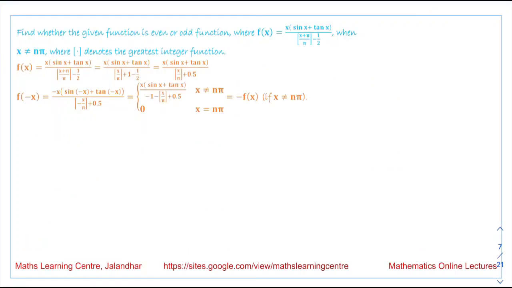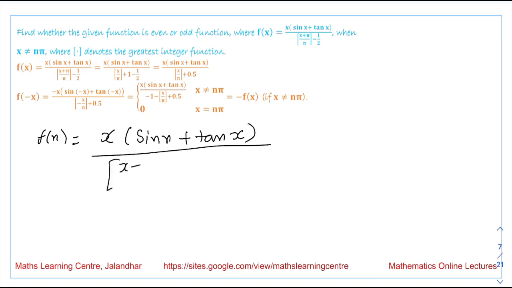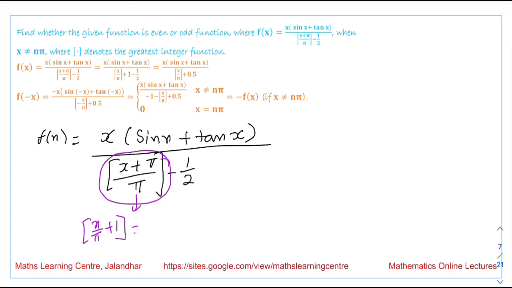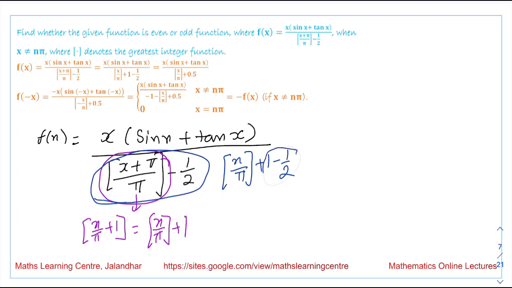Now the next question we have: find whether the given function is even or odd. The function given to us is f(x) = x(sin x + tan x) over [(x + π)/π] - 1/2. Now this is the greatest integer of (x/π + 1), which is equal to [x/π] + 1. So this whole denominator will become [x/π] + 1 - 1/2, and on solving this we will get f(x) = x(sin x + tan x) over [x/π] + 0.5.